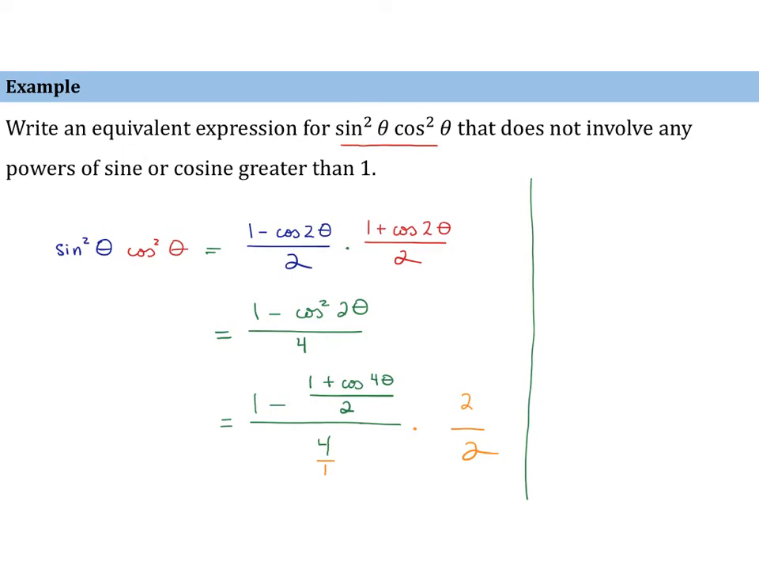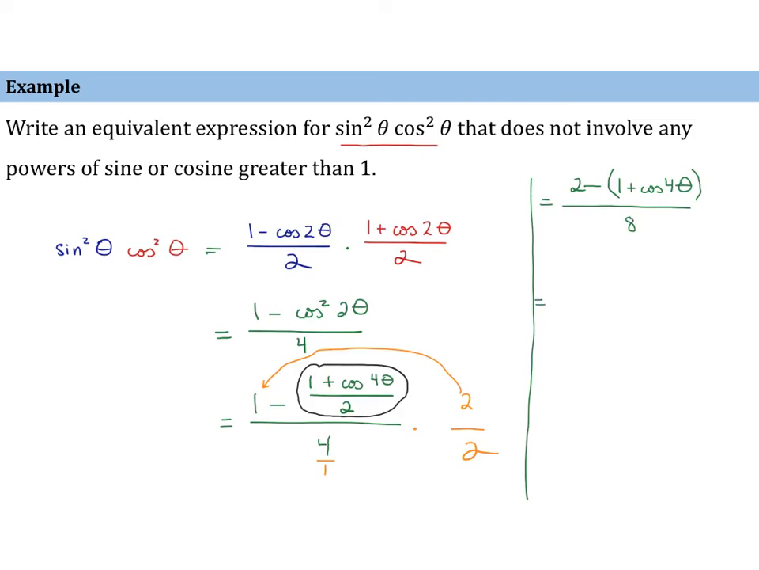So if I multiply by 2, I get 2. Then I have minus, and I'm going to subtract off the whole expression here. 1 plus cosine 4 theta all over 2 multiplied by 2 will just be 1 plus cosine of 4 theta. But this was all being subtracted. That fraction was being subtracted. So even after I cancel, that whole quantity will be subtracted. The denominator will be 8.